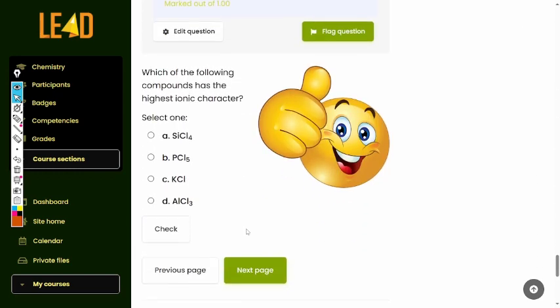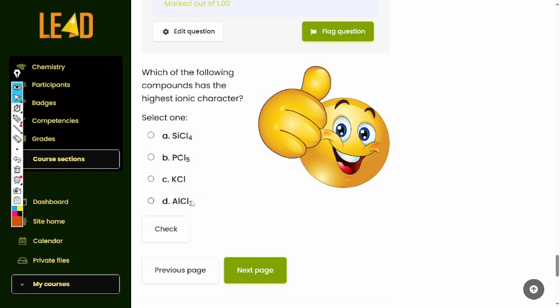Which of the following compounds has the highest ionic character? Okay, so first of all, silicon chloride is a covalent bond because silicon, a non-metal, combines with chlorine, a non-metal, to give you a covalent bond. Phosphorus and chlorine here are both non-metal, so you get a covalent bond. Now potassium and chlorine, potassium is a metal, chlorine is a non-metal, so you get an ionic bond here. But aluminum chloride could also give you an ionic bond because the 3 atoms lost by aluminum can be gained by the 3 chlorine atoms we have here.